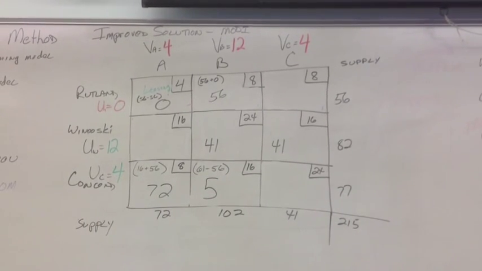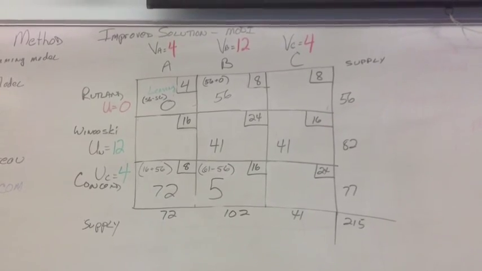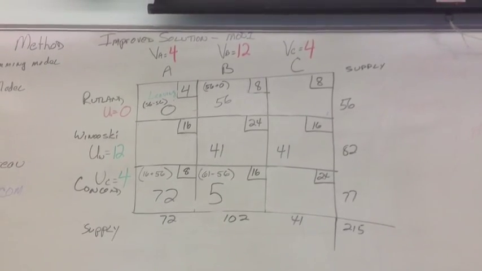Now we repeat. Step 6 is to repeat, go back to step 3. We'd have to check for optimal and go forward from here.